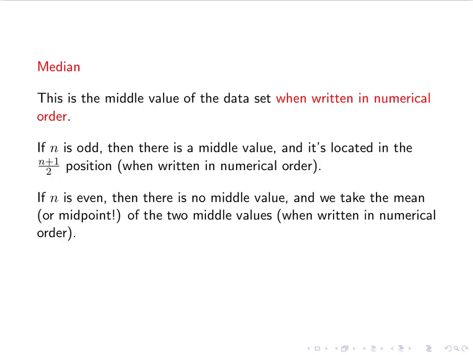If n is even, then there is no middle value. If you have 4 kids, there's no middle child. What we do is we take the mean of the 2 middle values. So if you have 4 data points in numerical order, then the 2 middle would be the 2nd and 3rd data points, and we would find the mean of those 2. And when you find the mean of 2 numbers, it's the same as the midpoint. We have a symbol for the median, which is x tilde.